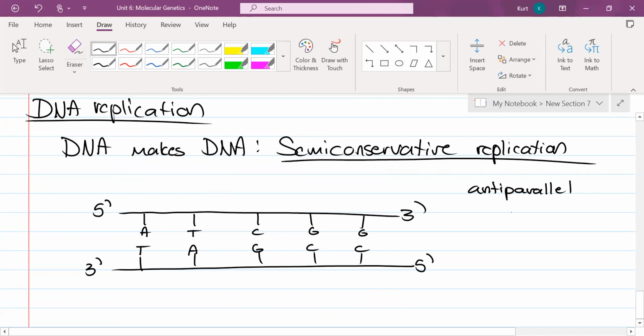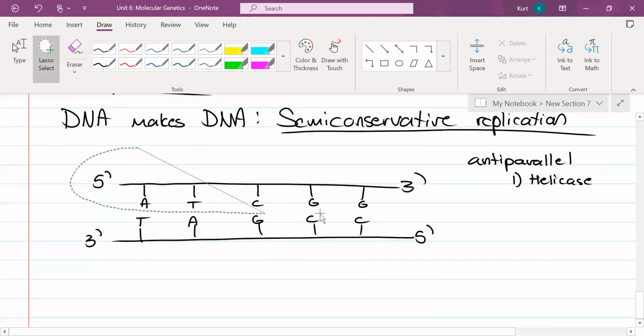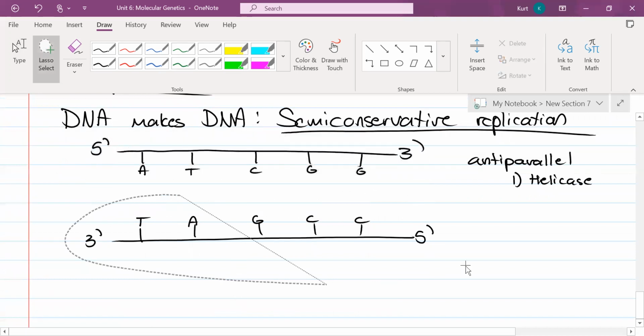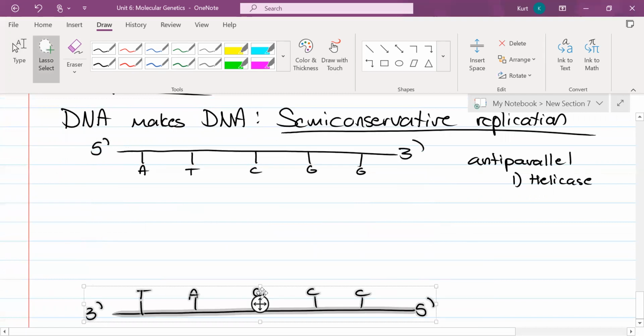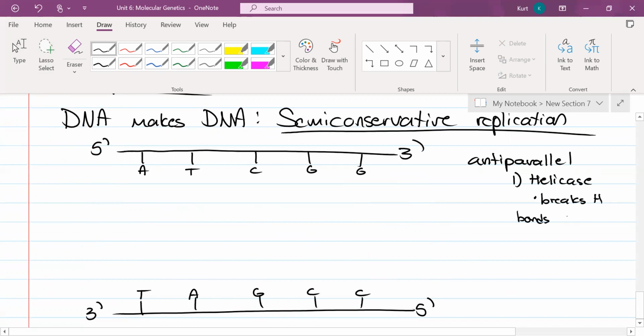Helicase does. So in step 1, helicase is an enzyme that actually opens up the DNA. It unzips it. So I'm just going to use my lasso tool here to open it up. What helicase does is it breaks hydrogen bonds connecting complementary bases. So now the bases have been separated.